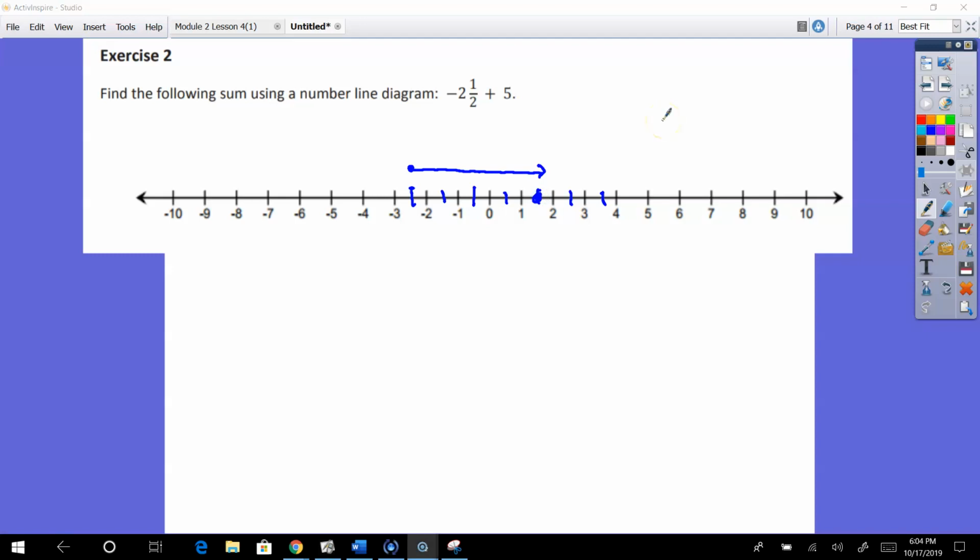Sorry, I made a mistake. This is why I always count at the bottom. So we started here. We had to go 1, 2, 3, 4, 5. So it should have gone a little bit further on and been at 2.5.